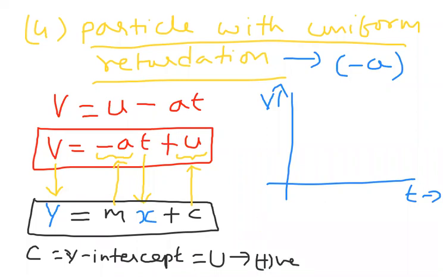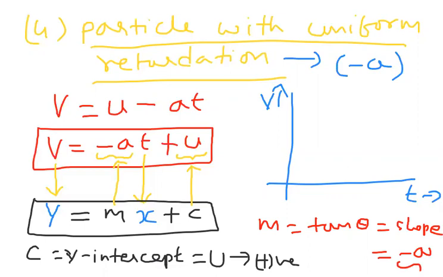But observe carefully now. M is equal to tan theta. So the slope is equal to what we got here: minus a. Observe carefully. The slope is minus. That is, the slope in this situation is a negative slope.